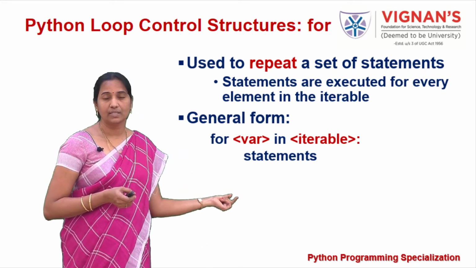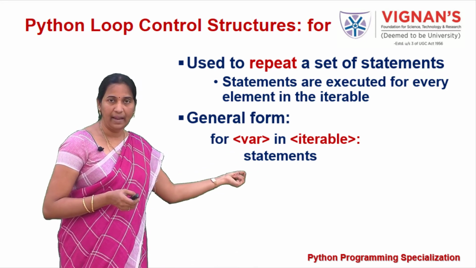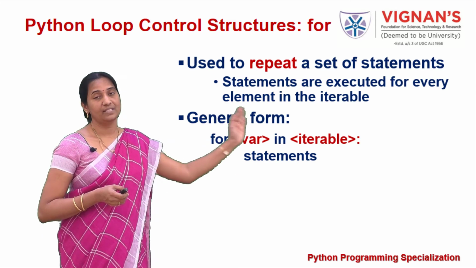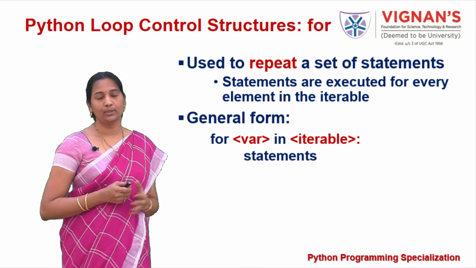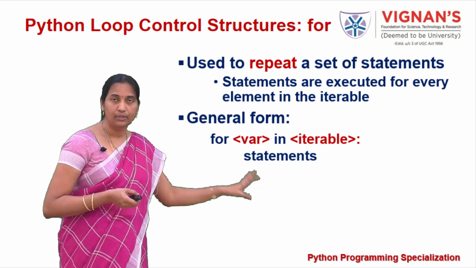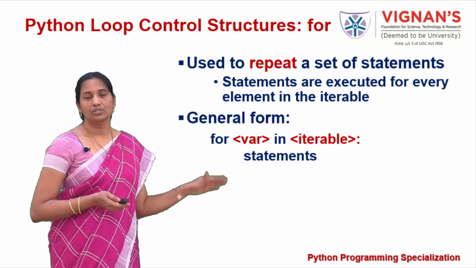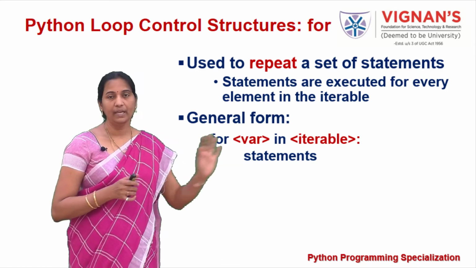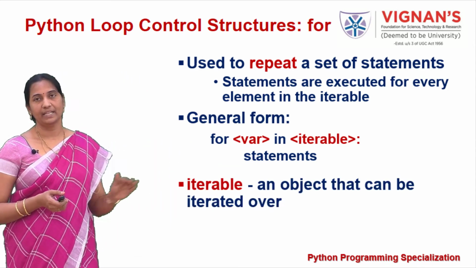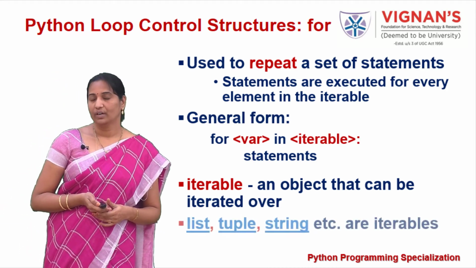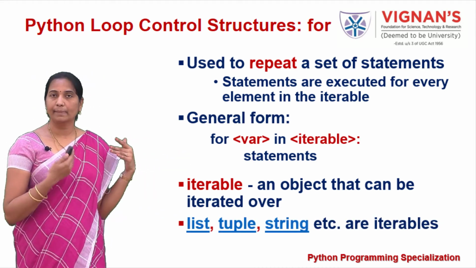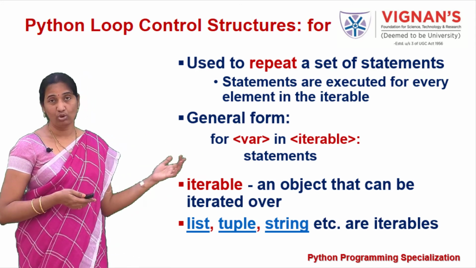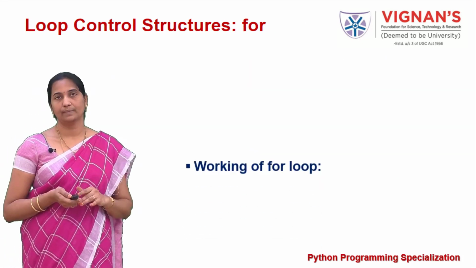How it works is you get one of the values into the variable, and with that value in the variable you execute the set of statements. Then the second value in the iterable is copied to the variable, and with that you repeat the set of statements. So for every value in the iterable the set of statements is executed. Here the iterable indicates an object that can be iterated over. For example, you can consider list, tuple, string, dictionary. These are all considered iterables. Even the set can also be considered an iterable.